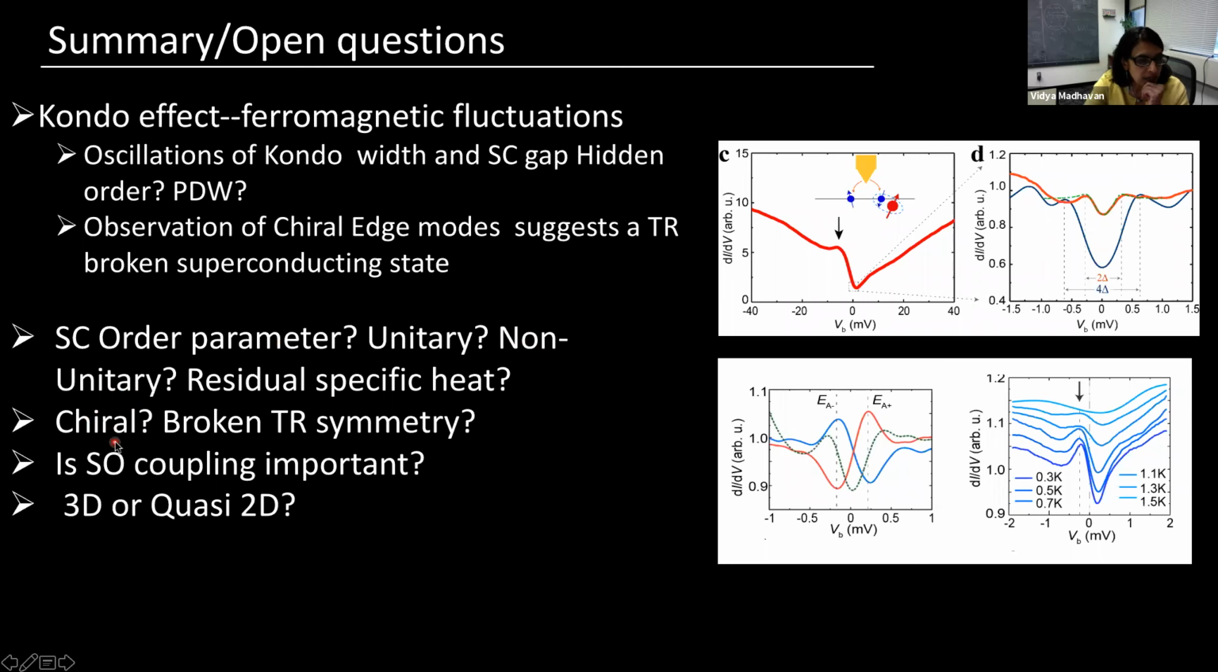Is this a chiral state? There are indications from the Kerr effect of broken time reversal symmetry. These should be confirmed. There are other materials-related questions. For example, is spin orbit coupling important? Is the Fermi surface really quasi 2D? Should you treat this as a quasi 2D system, or should you treat this as a 3D system? So I think there are really important questions yet to be answered. But if you see the weight of all the measurements that have been done on this system, I think it's a very interesting and pretty unique superconductor. So that's all I have to say. Thank you for your attention.